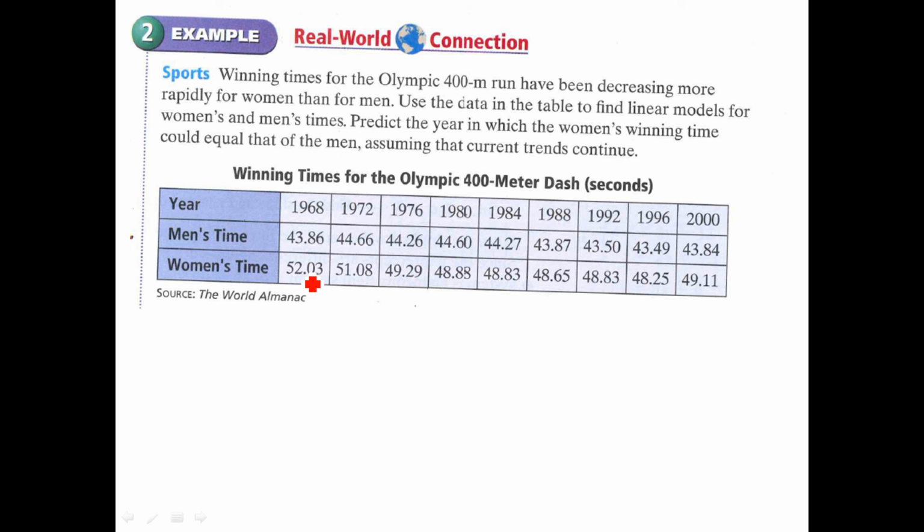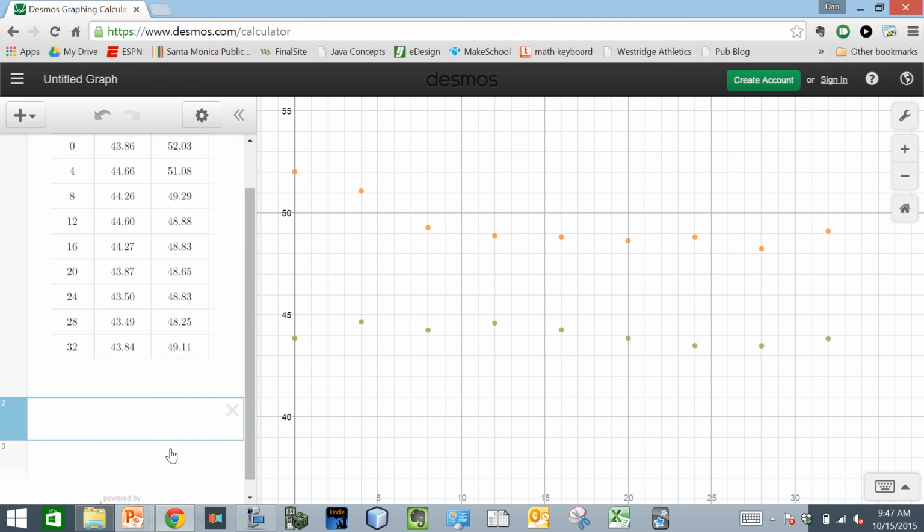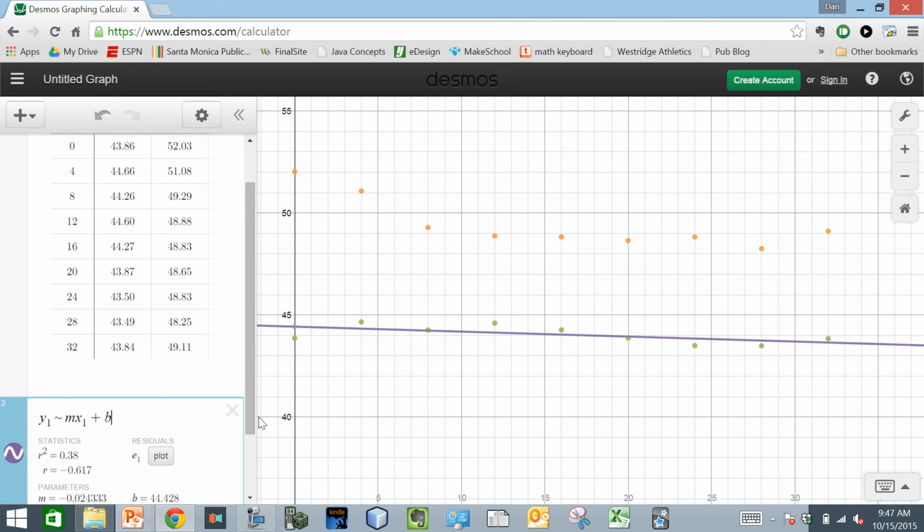Okay, so now that we have this, we want to see the line of best fit that goes through these. So just a reminder, here's how we do line of best fit. Y equals mx plus b. Y1, use the squiggle, equals mx1 plus b. And it's going to create the line of best fit, the line that best fits these dots for the first line here. This was the men.